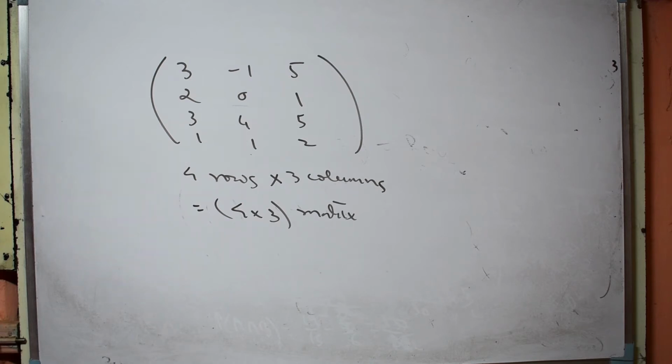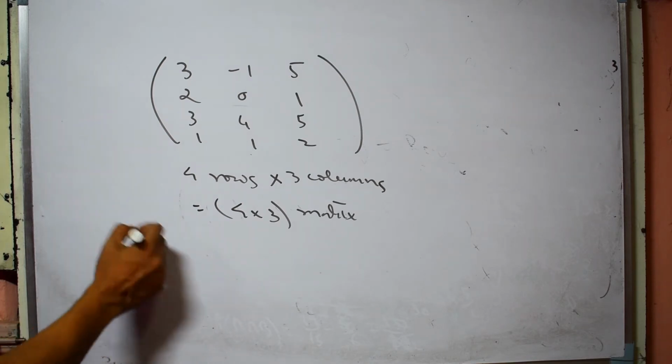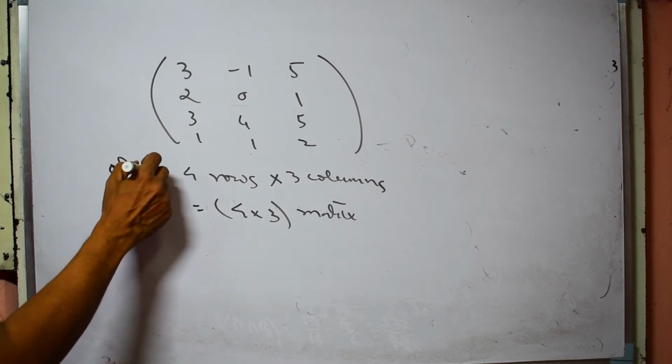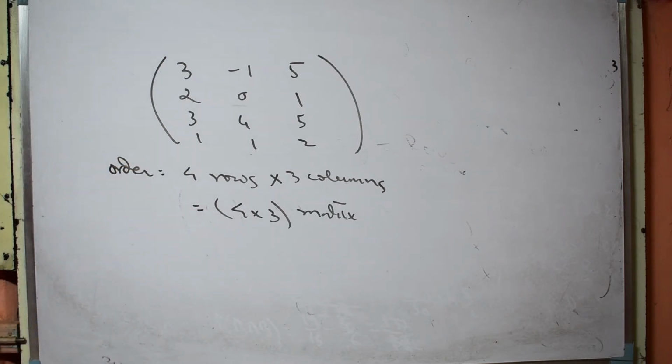And the matrix, we can say the order, size, this is the order of matrix. Order of matrix means the size of matrix. The size of matrix will be the rows and the columns will be counted.